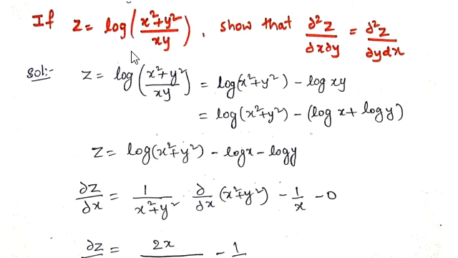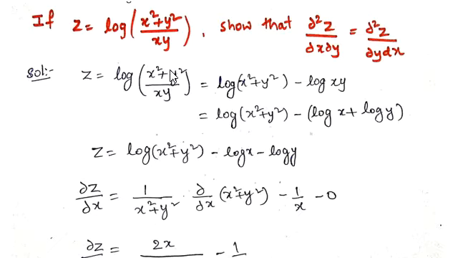If z is equal to log of (x square plus y square) by xy, show that ∂²z/∂x∂y is equal to ∂²z/∂y∂x. So here the given function is z is equal to log of (x square plus y square) by xy.